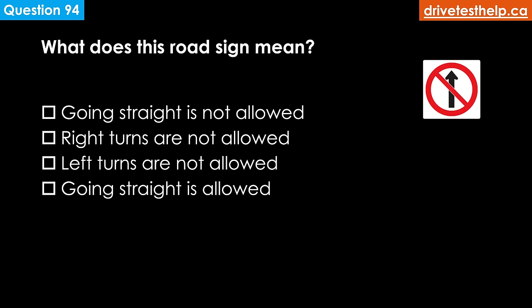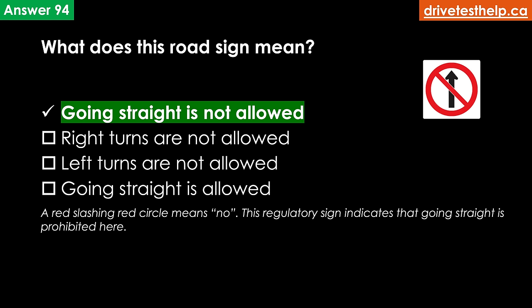Right turns are not allowed, left turns are not allowed, going straight is allowed. The correct answer: going straight is not allowed. A red slash inside a red circle means no. This regulatory sign indicates that going straight is prohibited here.